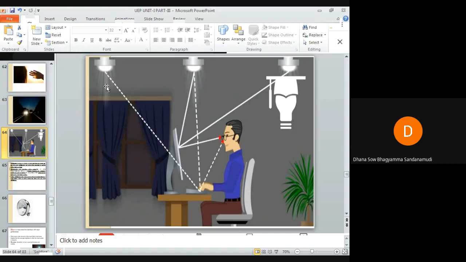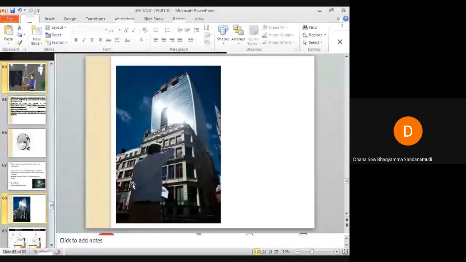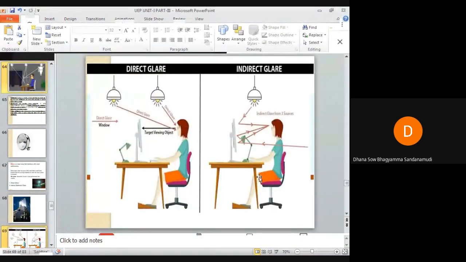Similarly, you can see lamp light is falling on the surface of this desk or table and it is reflected. That is also an indirect glare. If the light falls on some surface and reflects back towards our eye, that is the indirect glare. I have one more example. There is a tall building here fixed with mirrors. A person is looking towards the wall, but because of the glare he is unable to see the building. So glare can be either direct glare or indirect glare.